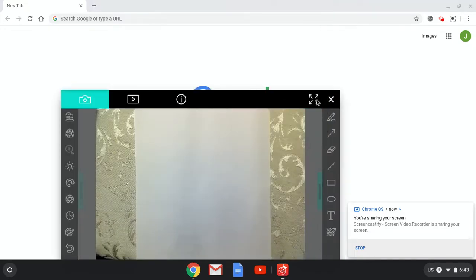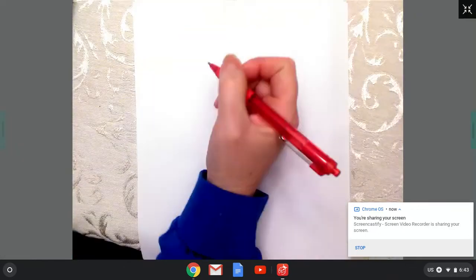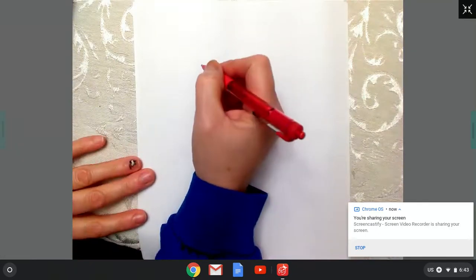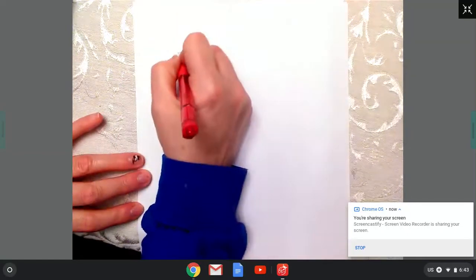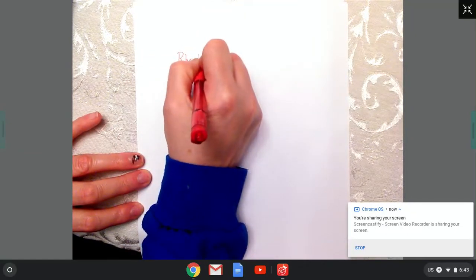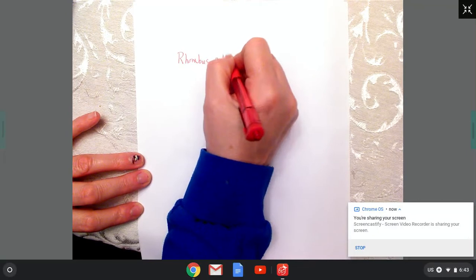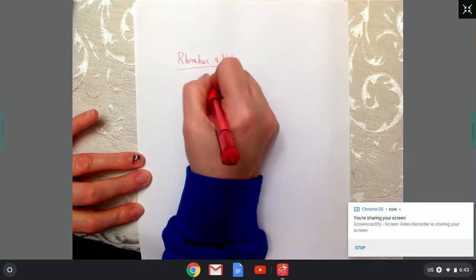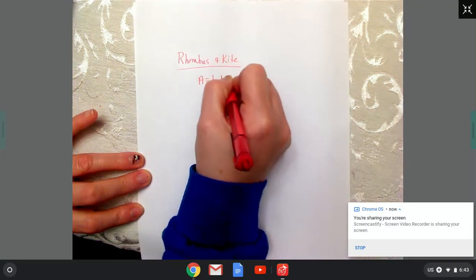Okay, so I forgot about the trapezoid, but before we go on to the trapezoid, let's revisit the rhombi and the kites. So on the rhombus and the kites, we had area equals 1/2 diagonal 1 times diagonal 2.